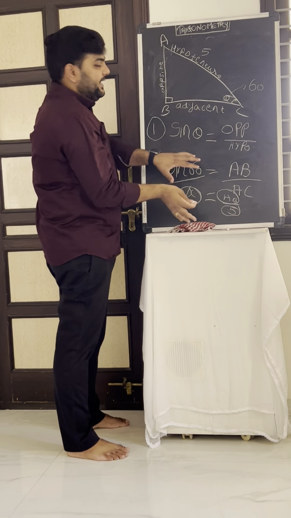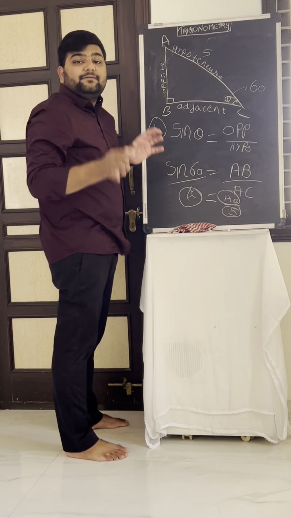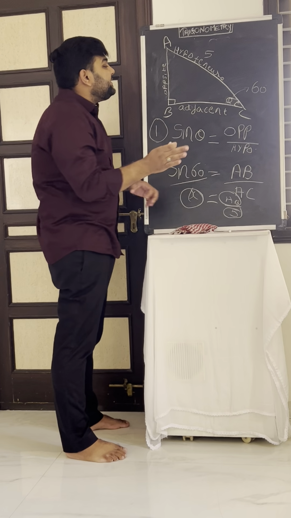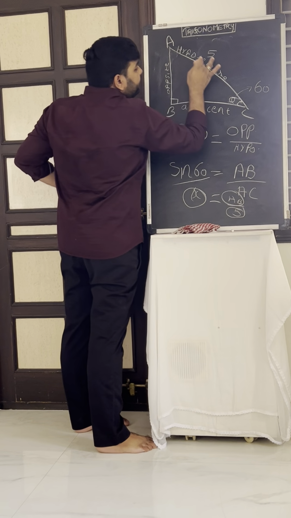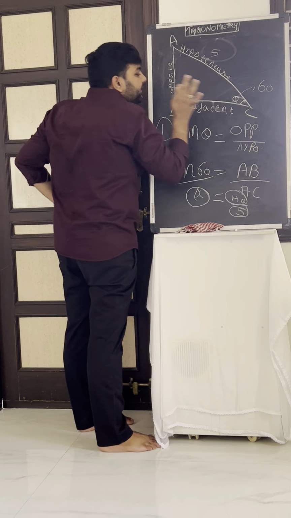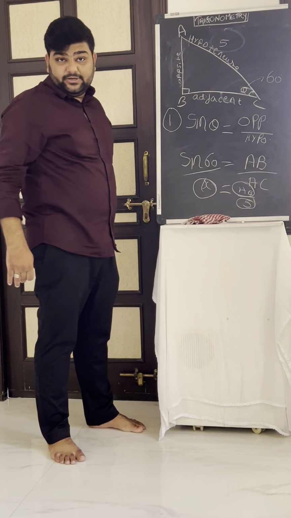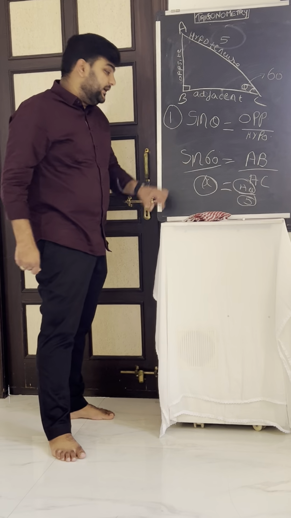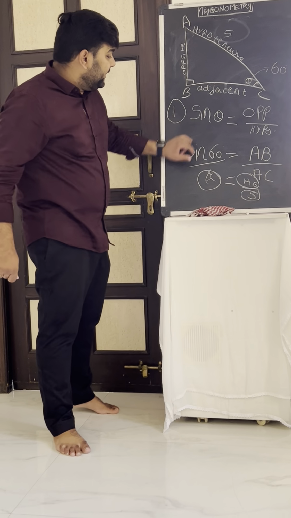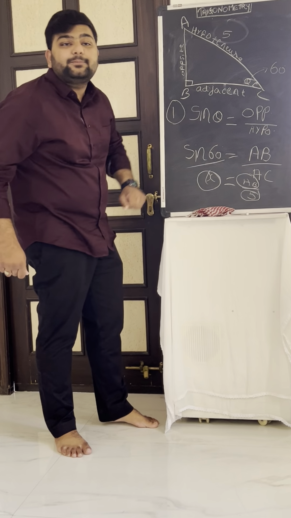So with the help of this calculation, we can find the value of the other side using the value of one side and one angle of a right angle triangle. So this was the first operator. That was sine theta. And its formula is opposite upon hypotenuse.